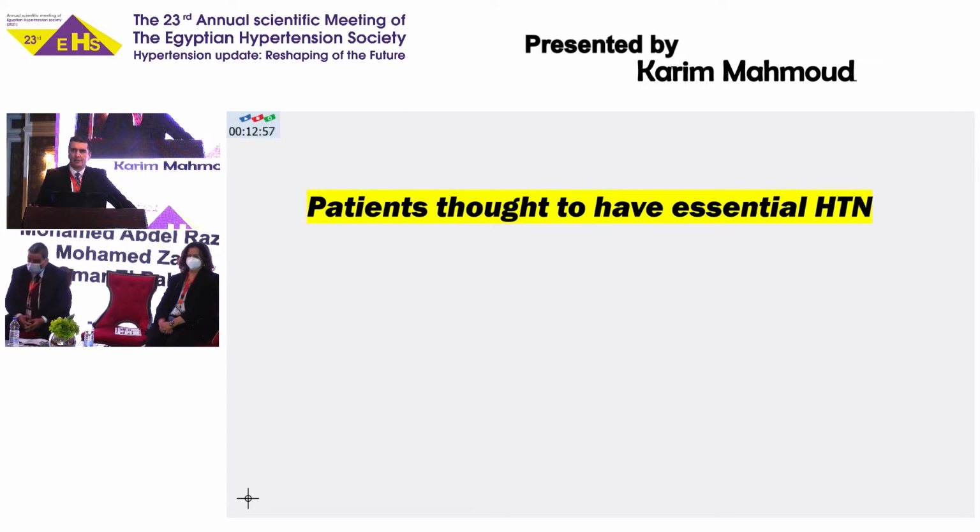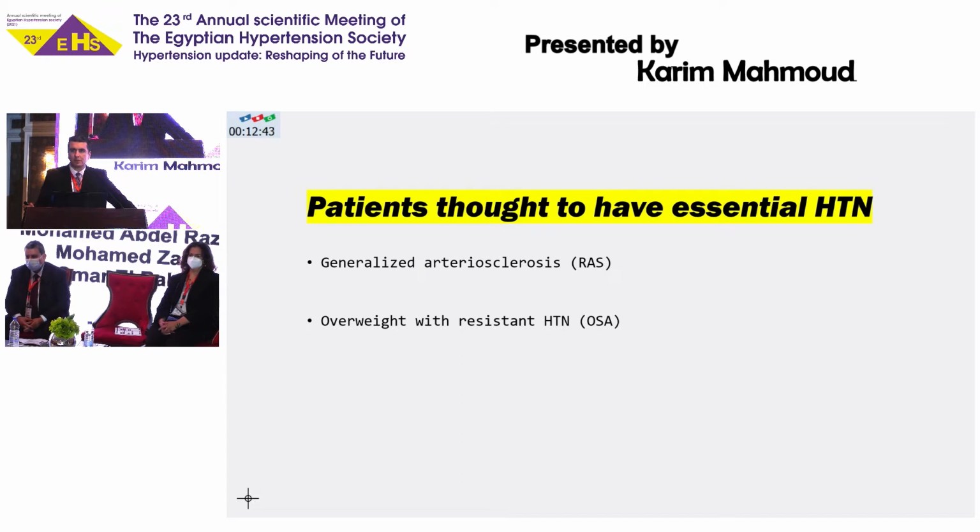Actually, we also have some patients thought to have essential hypertension who might have combined secondary hypertension. We will talk about the patient with generalized arteriosclerosis; they might have renal artery stenosis. The patients who are overweight and obese with resistant hypertension: obstructive sleep apnea can represent a cause for the hypertension.